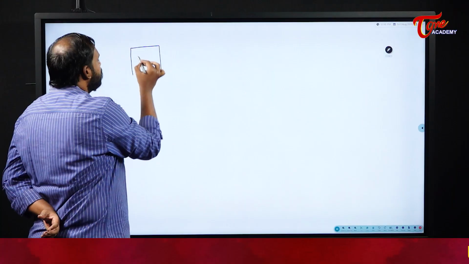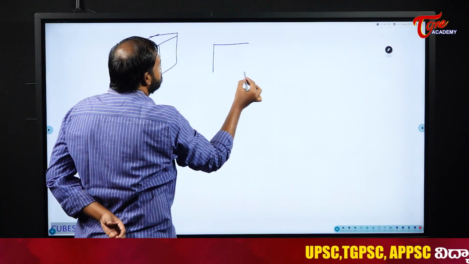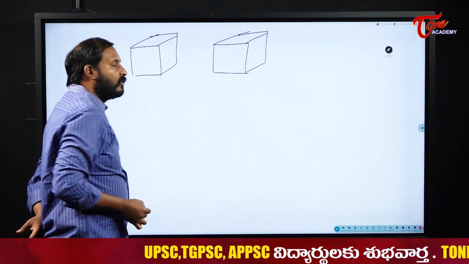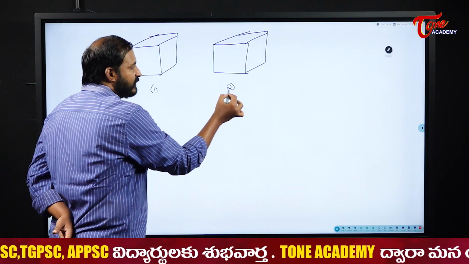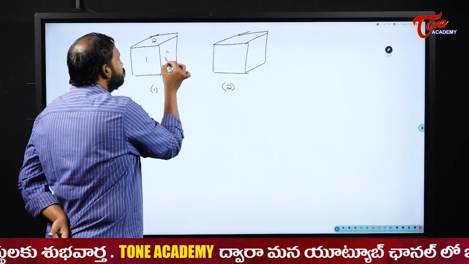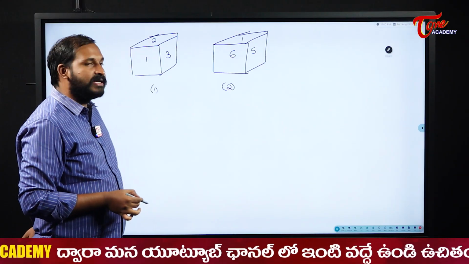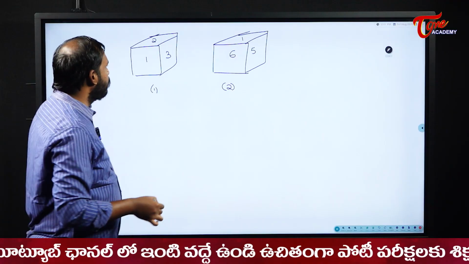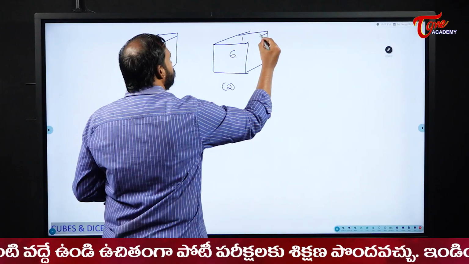Assume that these are the two throws of a dice. This is the first projection or first throw, this is the second projection or second throw. Now, if you are able to see something like this, from this data I need to tell which number is opposite to which number and so on.